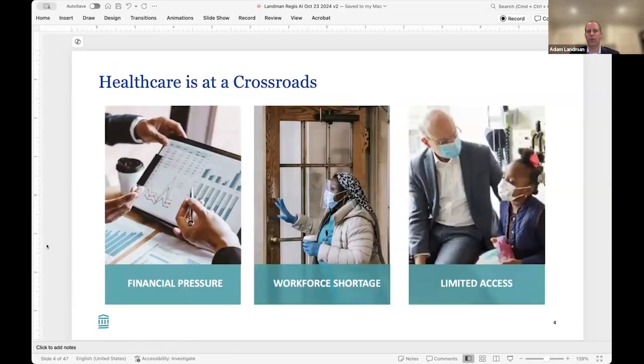But at the same time, we are really at a crossroads in healthcare in the United States. There are unprecedented financial pressures on our healthcare delivery organizations. I've been in healthcare for a long time, and I've never seen a climate like this, where so many organizations are struggling to even break even or have a little bit of margin.